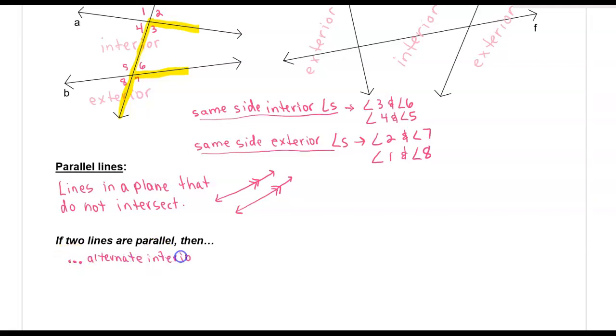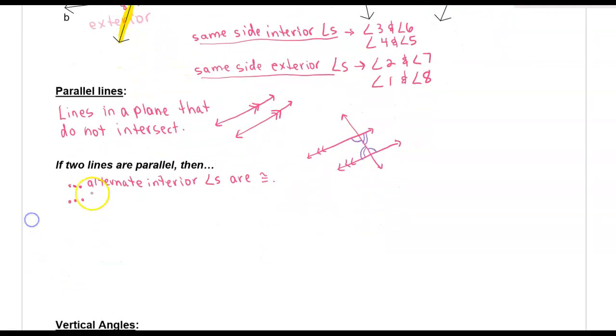Here's a picture for you. I'll draw two parallel lines, I'll draw a transversal, and then I'll mark alternate interior angles congruent. So we have that pair that would be congruent, and then we have this pair that would be congruent. If two lines are parallel, then alternate exterior angles are congruent.